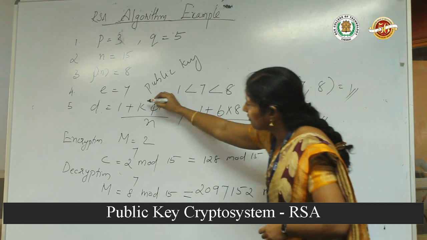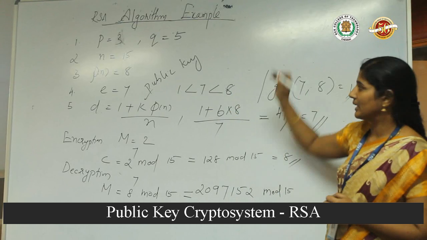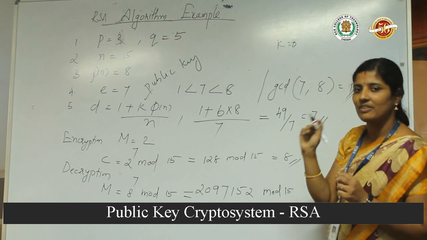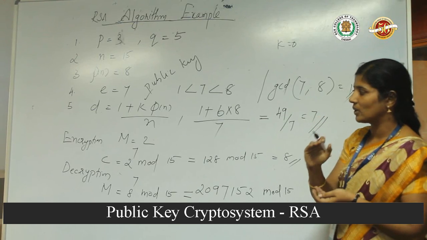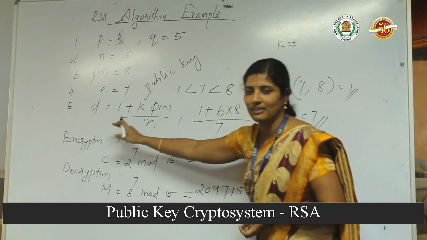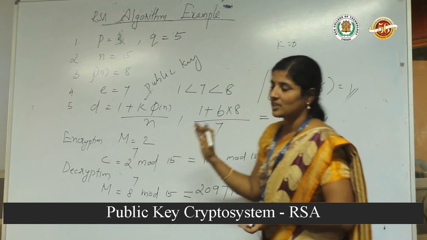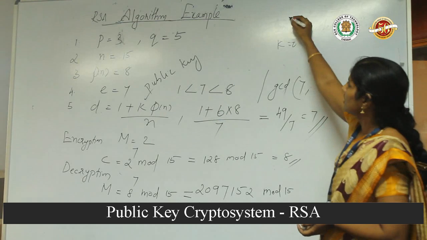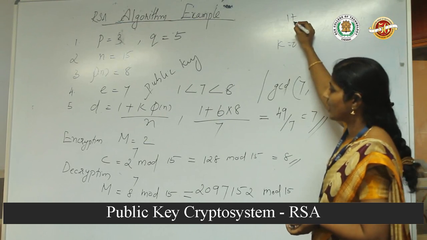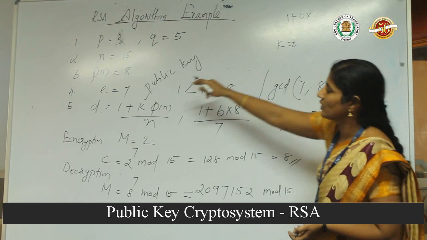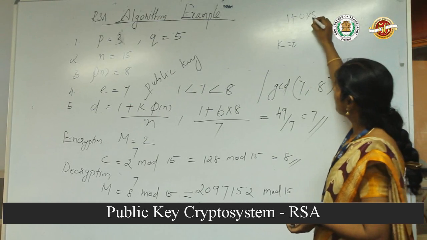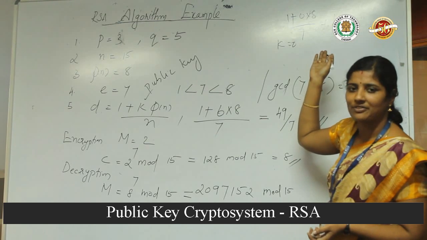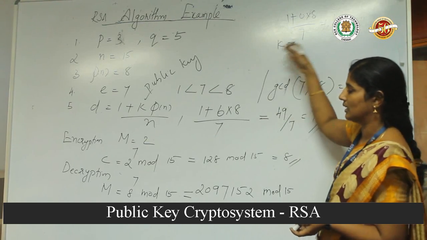Here we are giving values for k starting from 0. So we are randomly putting values for k. Whenever you get an integer value, at that moment you can stop the iteration, and then you can take that value as D. First, give the k value as 0. So the first equation will be 1 plus 0 into phi of n. Your phi of n value is 8. Then you will get 1 by 7. So here you get a fraction value, so don't take that particular iteration.